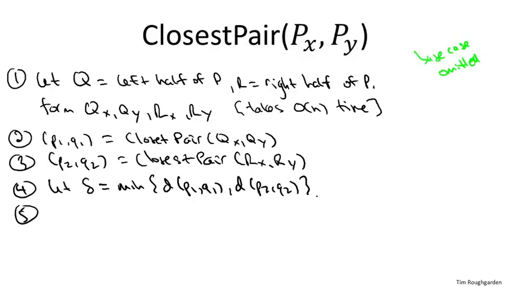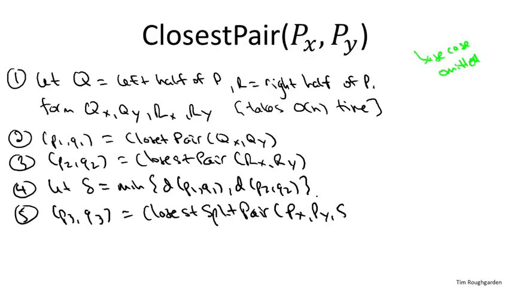Now we're going to pass this delta information as a parameter into our closest split pair subroutine. We're going to have to see why on earth that would be useful. I still owe you that information, but for now we're just going to pass delta as a parameter for use in closest split pair. And then as before, we just do a comparison between the 3 candidate closest pairs and return the best of the trio.